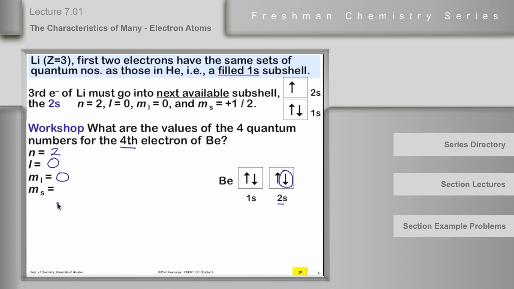If you don't have any idea what I'm talking about, listen. Everybody got it written down? What are the allowed values of m sub S? 1/2 or negative 1/2. In this case, it has to be spin down because the first electron was spin up. This has to be spin down. That corresponds to negative 1/2. How many wrote negative 1/2 down on their paper? Okay. If you didn't, do you understand why it has to be negative 1/2, or do you have any questions on it?